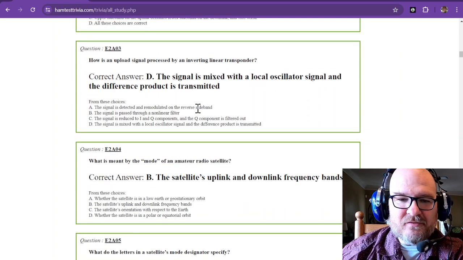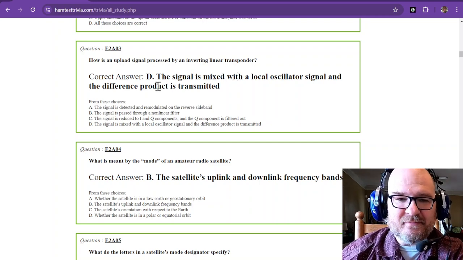How is an upload signal processed by an inverting linear transponder? The signal is mixed with a local oscillator signal, and the difference product is transmitted.